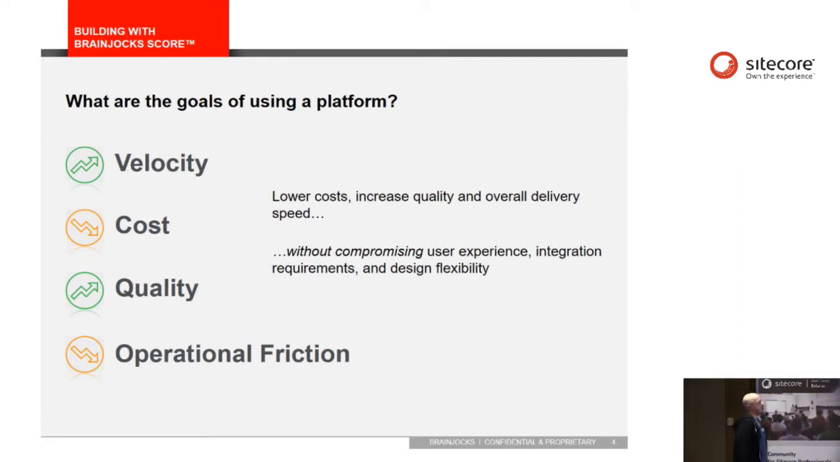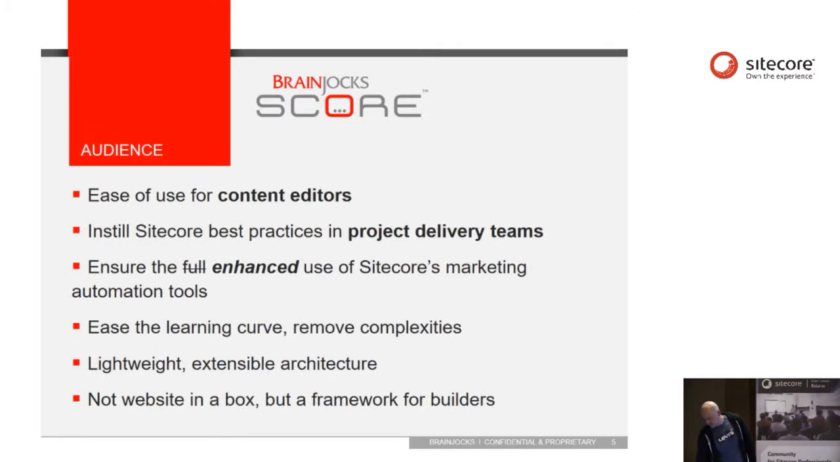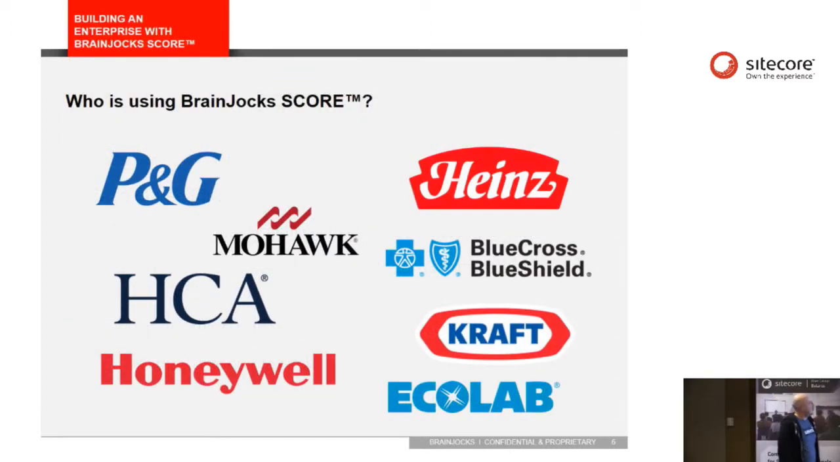Just a few words about how a project starts, not the development, and how people from BrainJox, the company who develops Score, work with different companies. Normally, like I said, it's an enterprise company. Here are some examples of clients. You probably don't know all of them. Heinz is pretty famous. P&G stands for Procter & Gamble. Honeywell is also a big client, but I don't think it's pretty familiar here in Belarus.